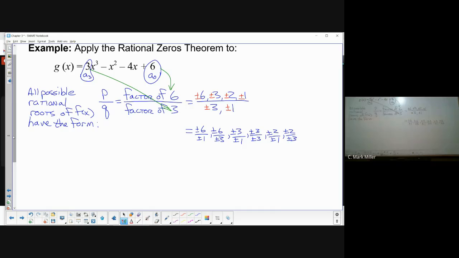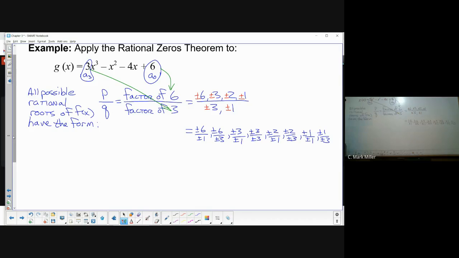I only got a little more to go, but you're going to see some of these are duplicates. I'm going to have here plus or minus 1 divided by plus or minus 1, and then plus or minus 1 divided by plus or minus 3. Everything over everything. Question: we have to simplify that. What do those simplify to?